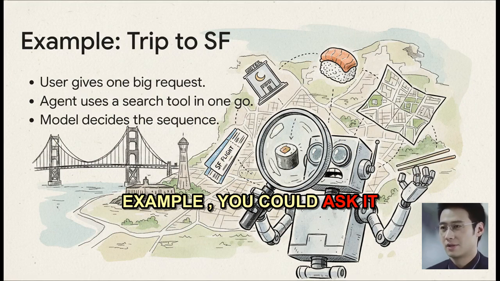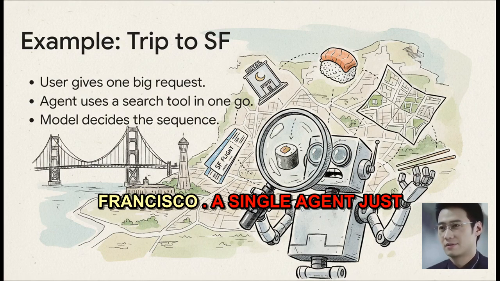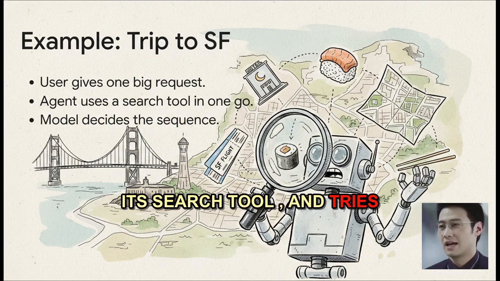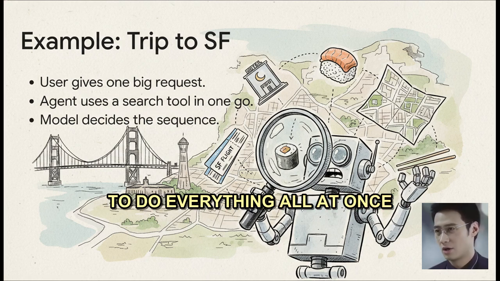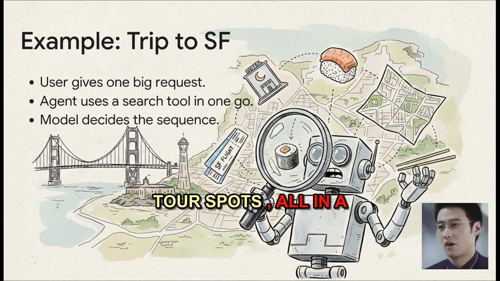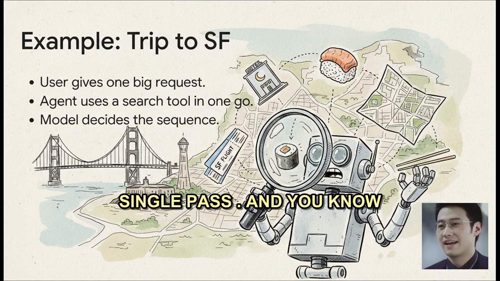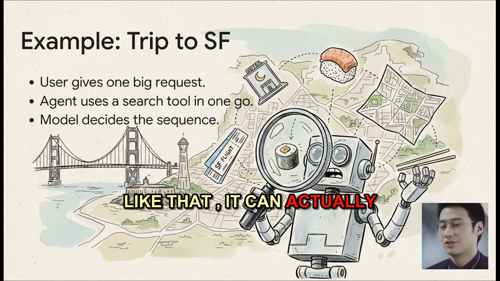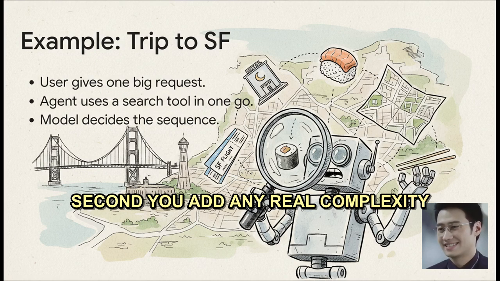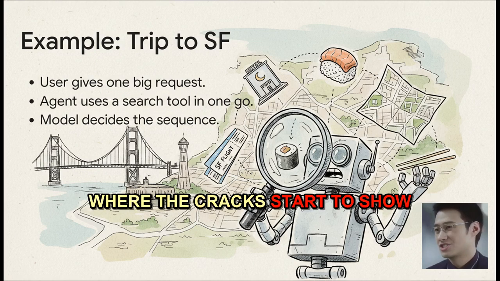So for example, you could ask it to plan a trip to San Francisco. A single agent just takes that whole request, grabs its search tool, and tries to do everything all at once. It's looking for flights, hotels, maybe some tourist spots, all in a single pass. And you know what? For a simple query like that, it can actually work surprisingly well. But the second you add any real complexity, well, that's where the cracks start to show.